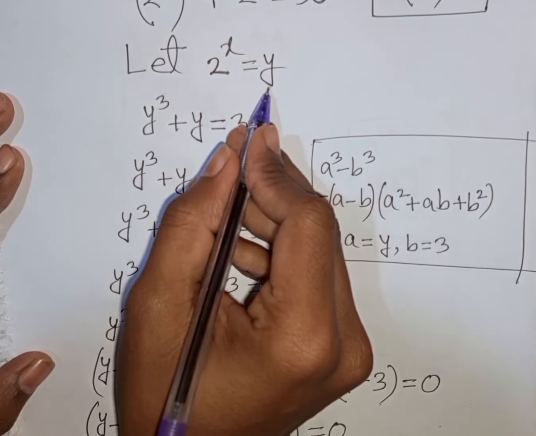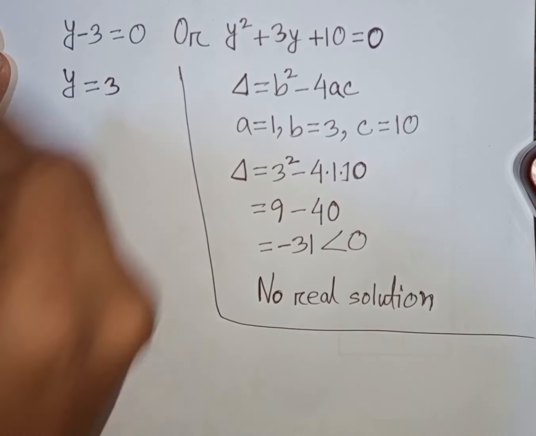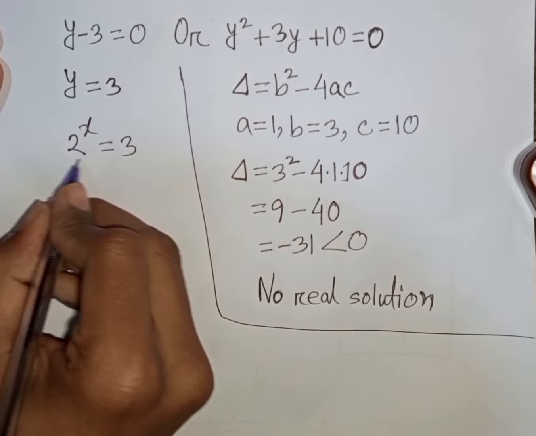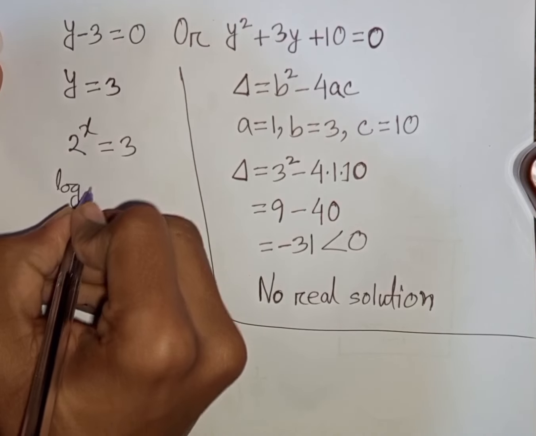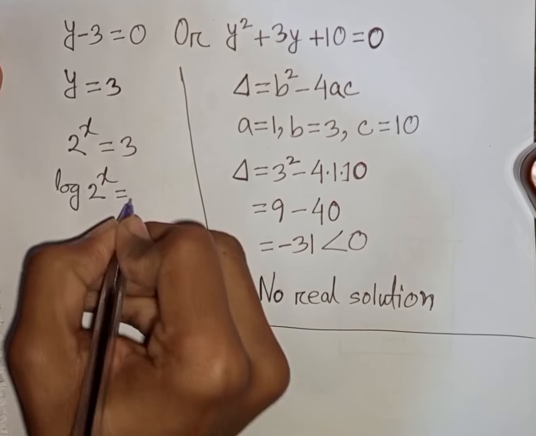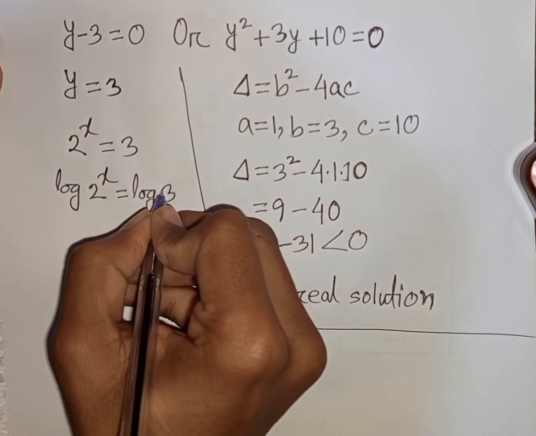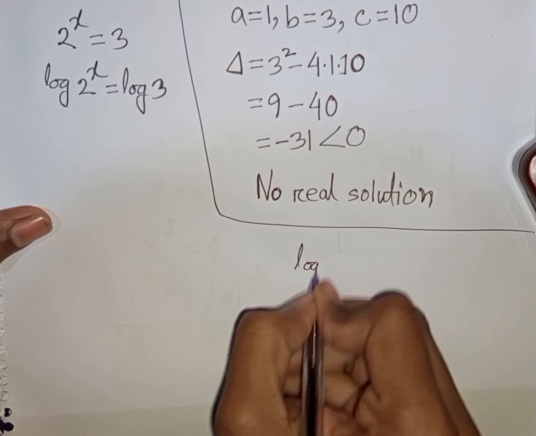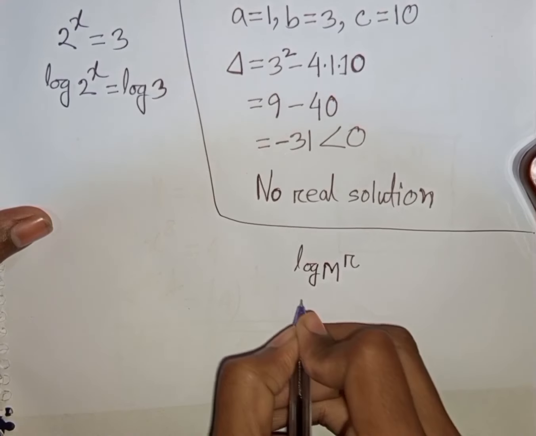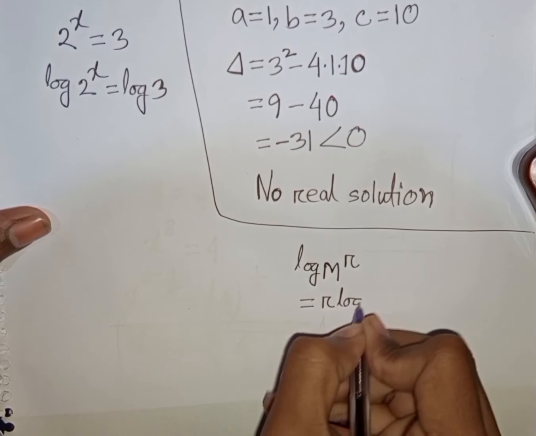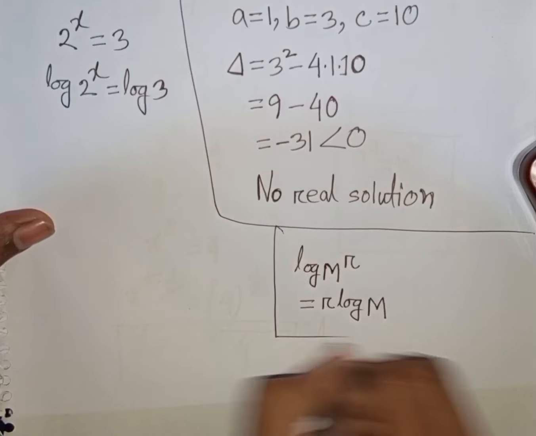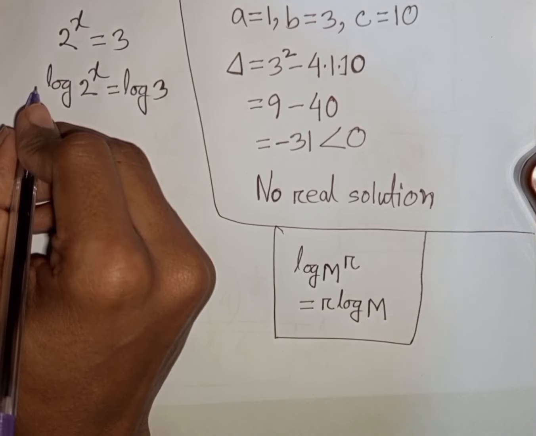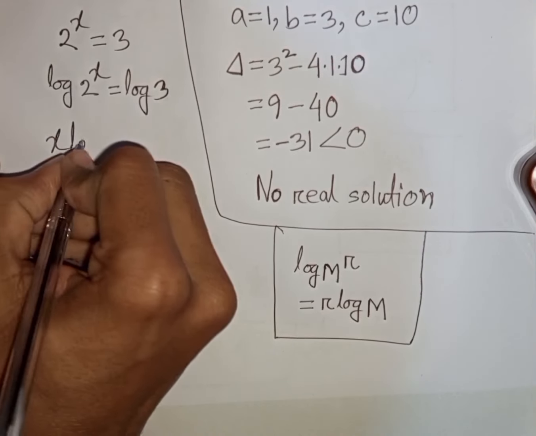Now we see y is equal to 3, but remember that we let 2 power x be substituted by y, so y, that means 2 power x is equal to 3. Now we take log on both sides, you can write here log of 2 power x is equal to log of 3. Now here I can apply the rule that log m power r is equal to r log m, that means this power r moves to the front. So according to this rule, this power x will move to the front, so you can write here x log 2 is equal to log 3.